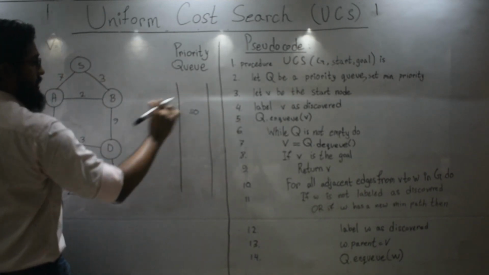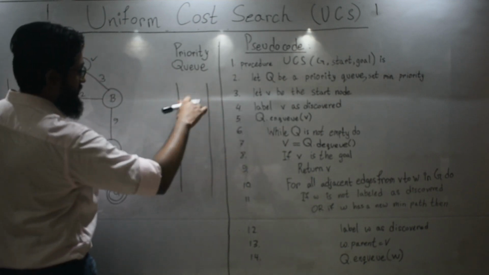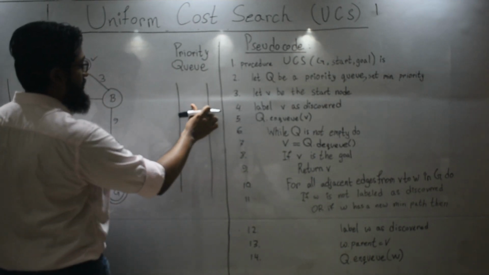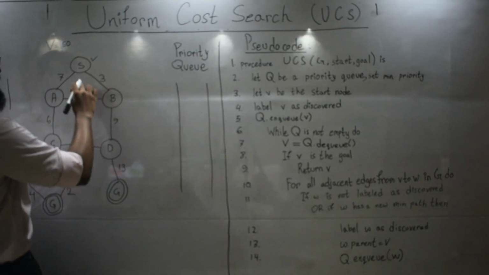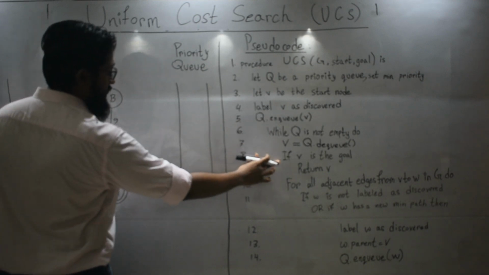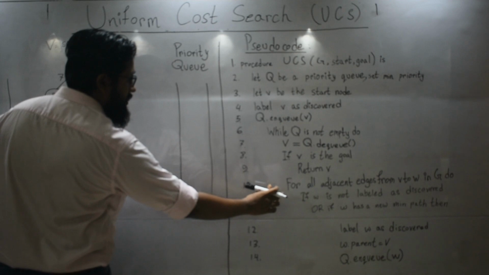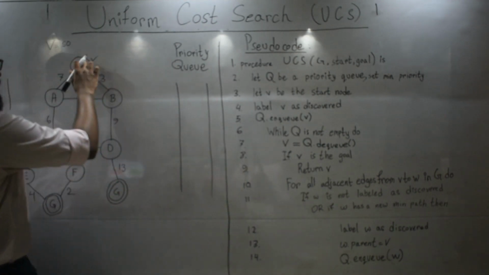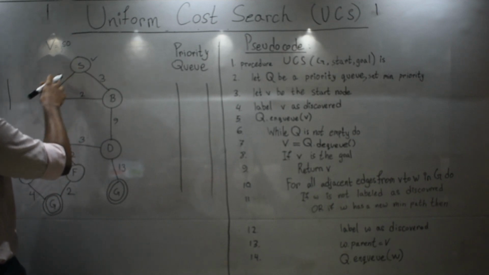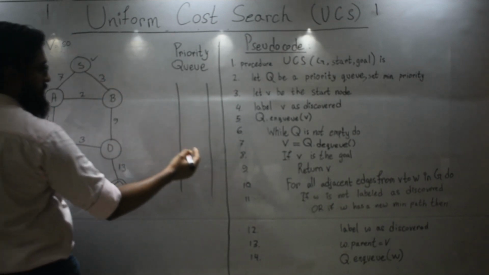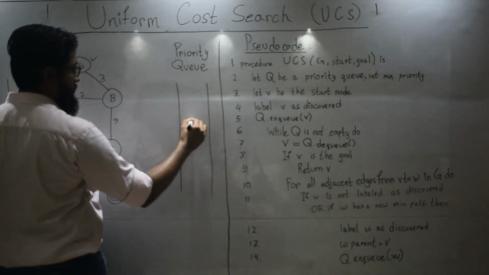S0, discover, and put it in the queue, and then you are in the while loop. After that you will dequeue S0. Okay. Now it's not the goal state, so you will go to this loop. What are the edges of S? A and B. Okay. A has a value of 7. Discover it, and you put it in the queue.